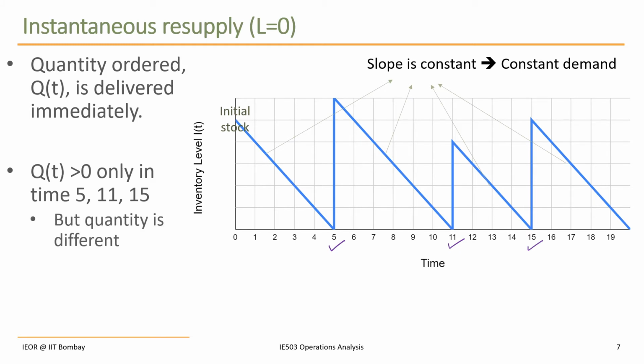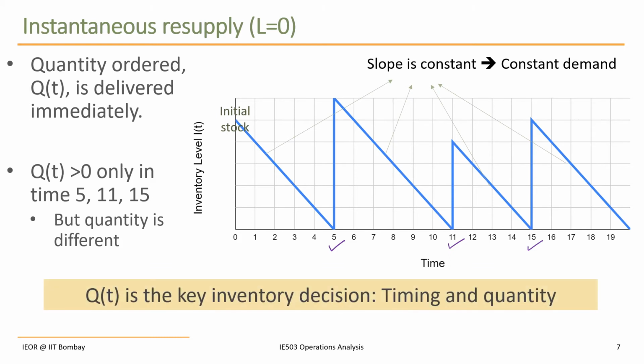But note that in this example, the quantity ordered is different in each of these periods. In time period 5 it is large, in time period 11 it is smaller, and 15 is a little more than time period 11. This Q of T will be a key decision variable for inventory, which covers both timing as well as quantity. The T denotes when to order, and Q denotes the quantity to be ordered at that time T. So this will be a key decision variable throughout our inventory management module.